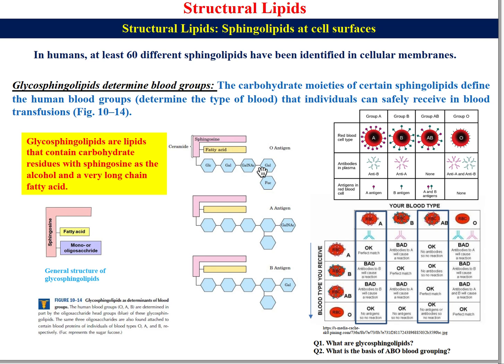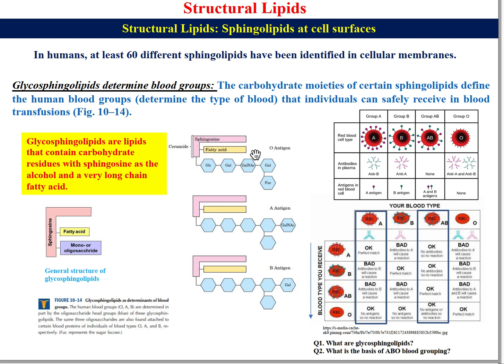So glycosphingolipids are lipids that contain carbohydrate residues with sphingosine as the alcohol and a long chain fatty acid. So this is sphingosine having a fatty acid and carbohydrate molecules. These are called glycosphingolipids. So changes in monosaccharide or oligosaccharide content can change the blood group.